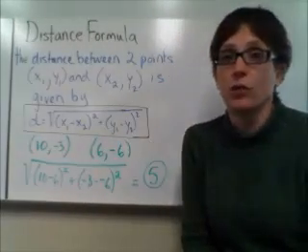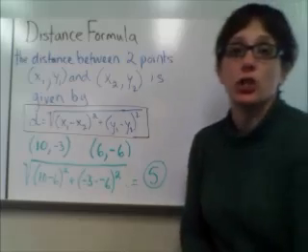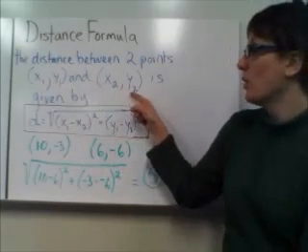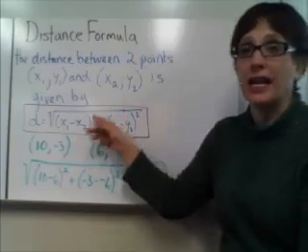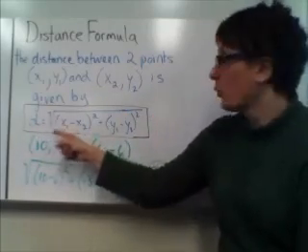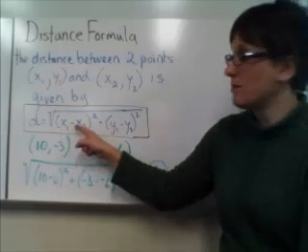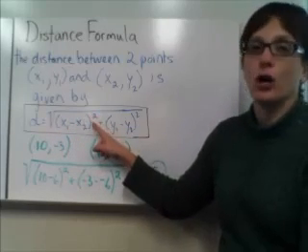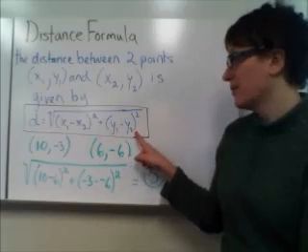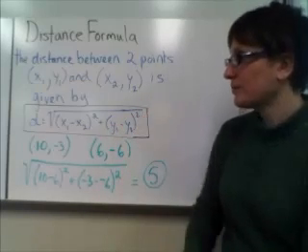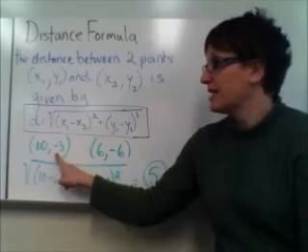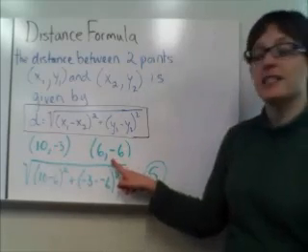This is the distance formula. The distance between 2 points, x sub 1 and y sub 1, and x sub 2, y sub 2, is given by this formula. Distance equals the square root of x sub 1 minus x sub 2 all squared plus y sub 1 minus y sub 2 all squared. Example problem, what is the distance between 10, negative 3 and 6, negative 6?